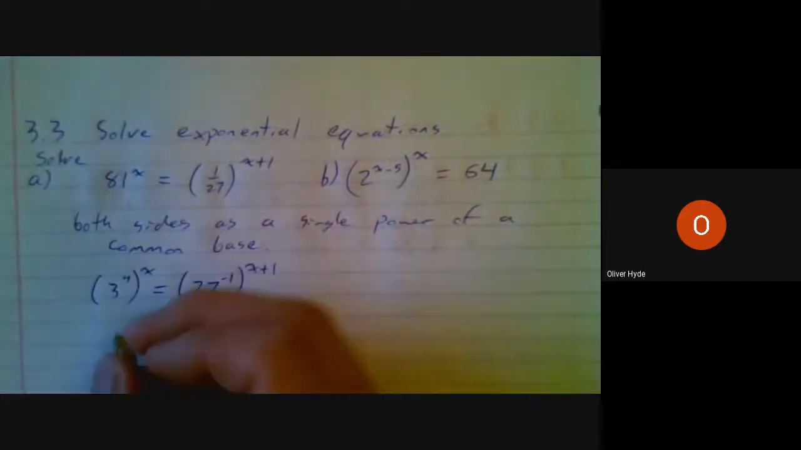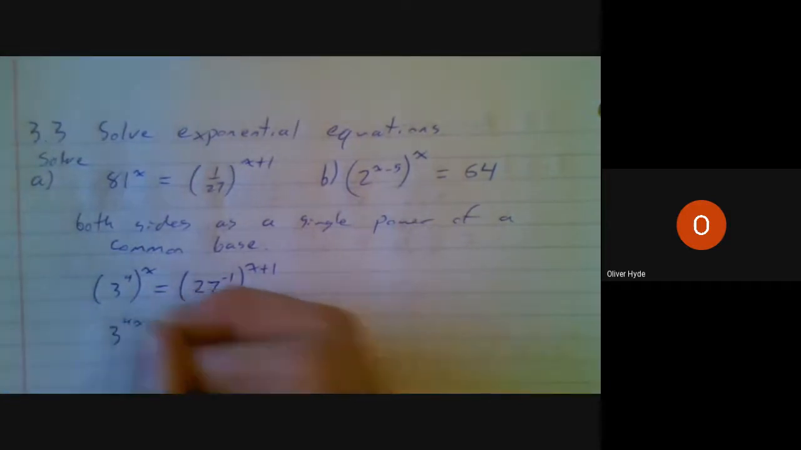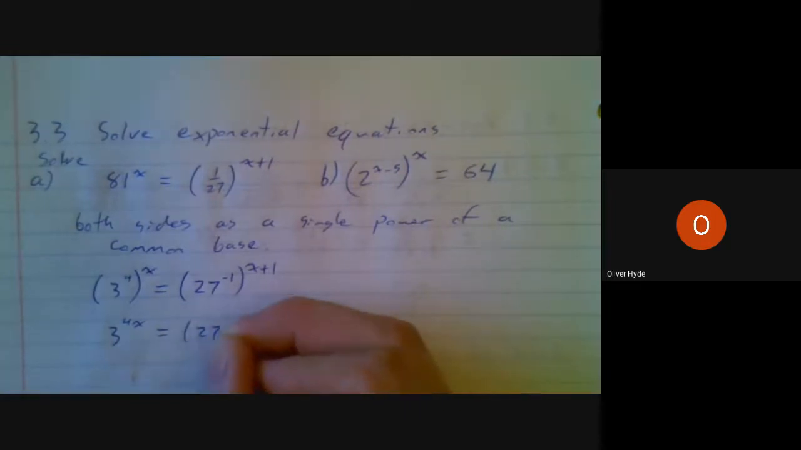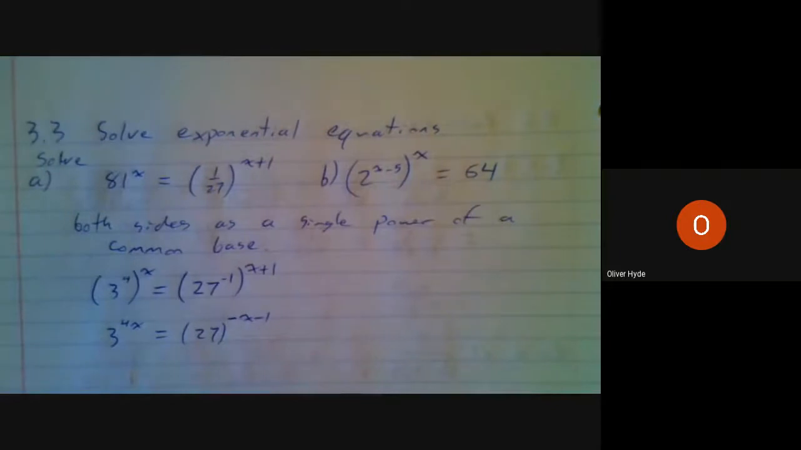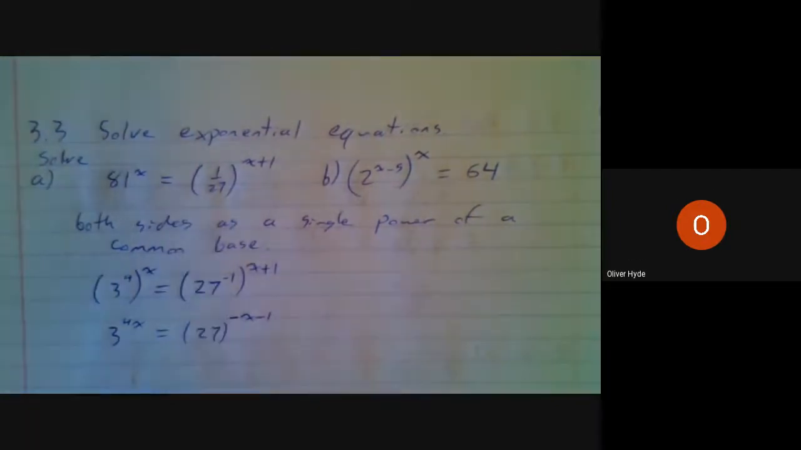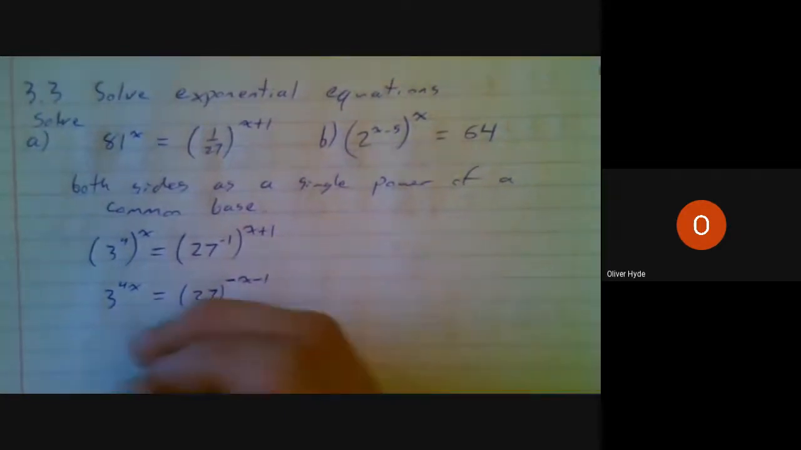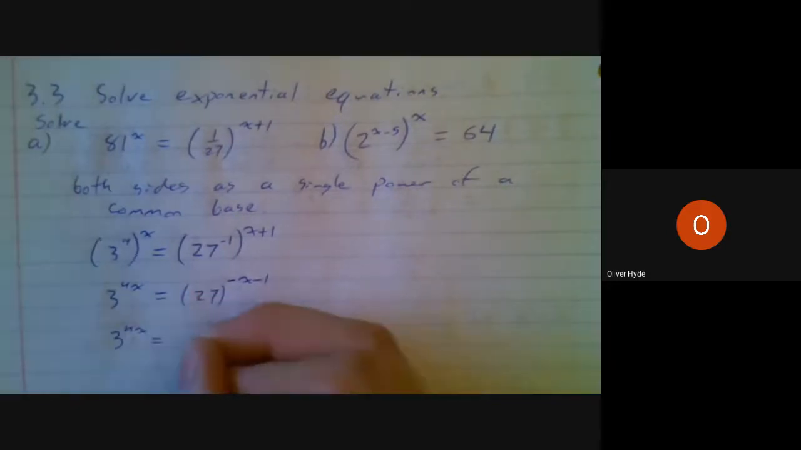Because I can always take another step here. On the left-hand side, I'll use my power of a power rule. I'll keep my base and I'll multiply my exponents. On the right-hand side, maybe I'll do the same thing. I'll keep the base of 27 and I'll multiply these exponents, distributing to there. Now, both sides are a single power. They were actually from the start as well, but they don't have a common base. But I'm a little bit closer to getting a common base. I can write 27 as a power of 3. It is the third power of 3.